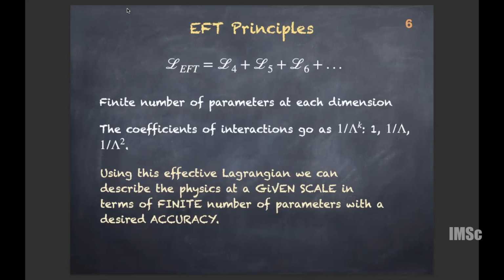So we start with the dimension 4 Lagrangian, and after integrating out, this will result in the addition of higher dimensional terms. The good thing is that we always have a finite number of parameters at a given dimension. Otherwise, practically, it would be impossible to do this. And so these terms L5 and L6, the operators in this part, are suppressed by powers of lambda, as you go higher and higher in dimension.